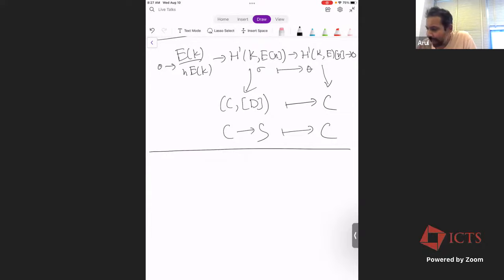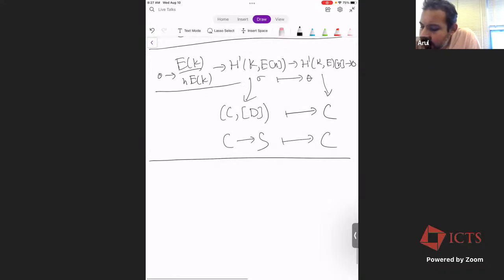So there we have it. We have almost everything that we need. We have our map. We have ways of representing H1 elements in H1 K E[N]. We have ways of representing elements in H1 K E. And now we can try and understand the situation over Q and try and isolate the difficulties that could arise.